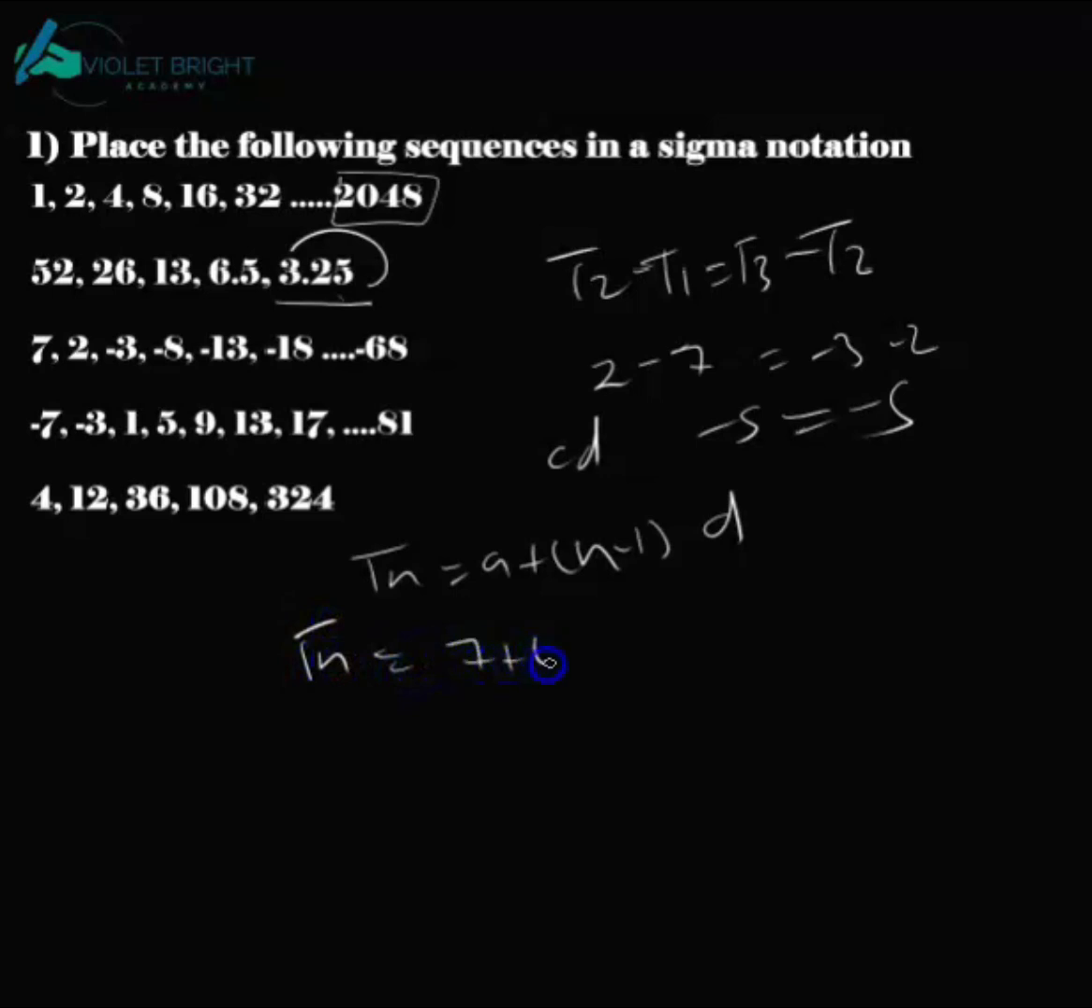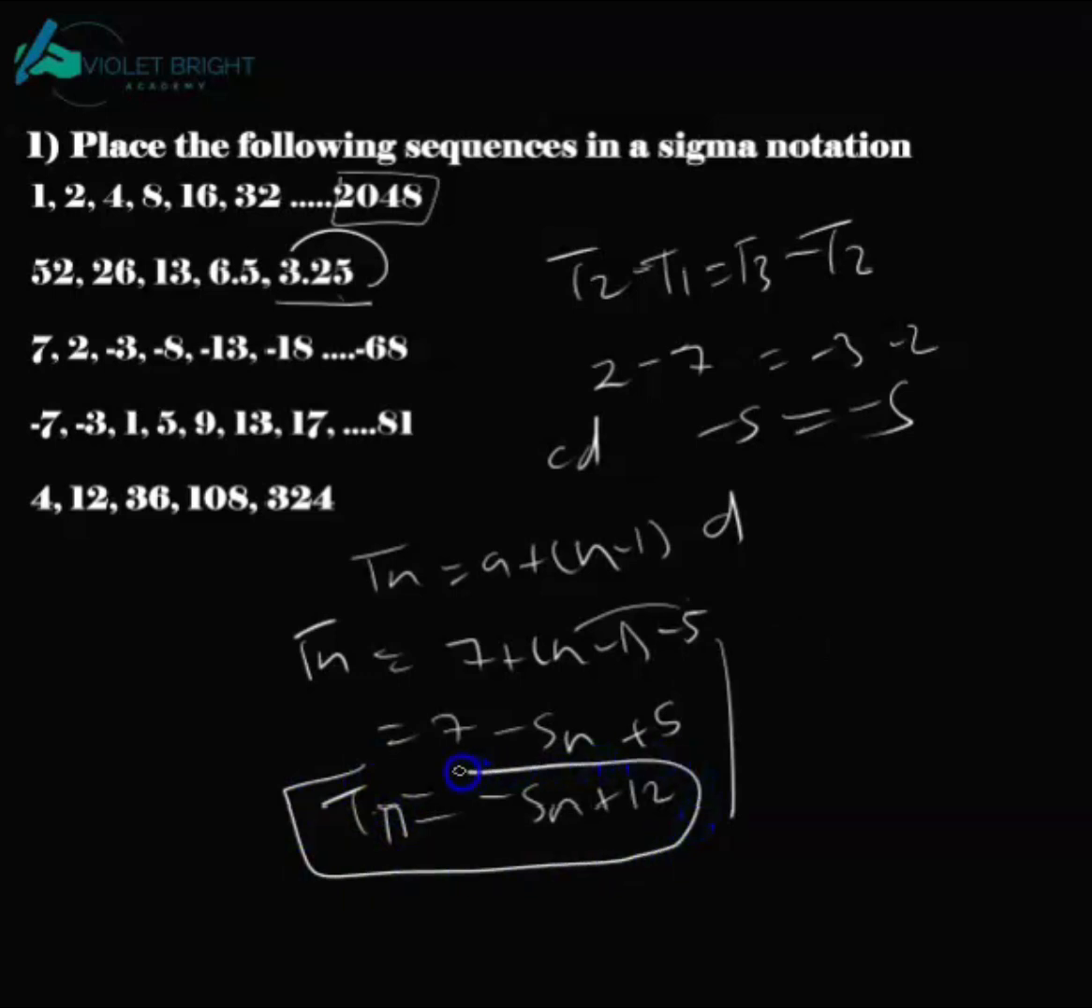It's 7 plus n minus 1 into negative 5. We have 7 plus negative 5, just negative 5n plus 5, and our answer will be negative 5n plus 12. Check: negative 5n is negative 5 plus 12. I was just checking whether I made any mistake there on factorizing. You need to always check.